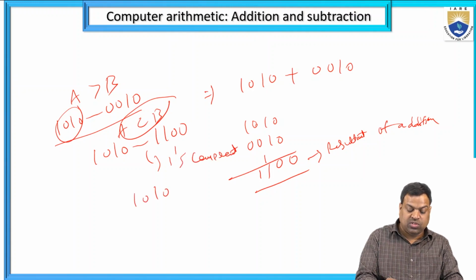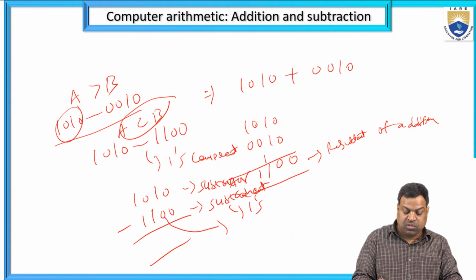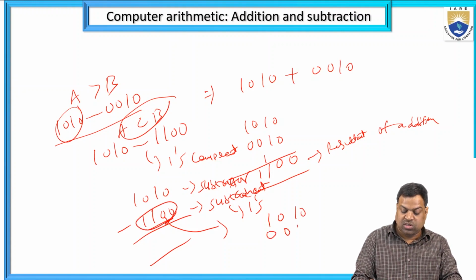So 1 0 1 0 is the minuend, and 1 1 0 0 is the subtrahend. So apply ones complement for the subtrahend. So what will happen now? Apply the ones complement to the subtrahend. Here 1 0 1 0 I already know. So applying ones complement to this one, we get 0 0 1 1.